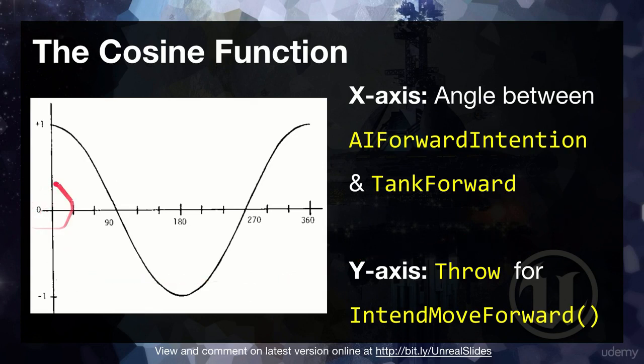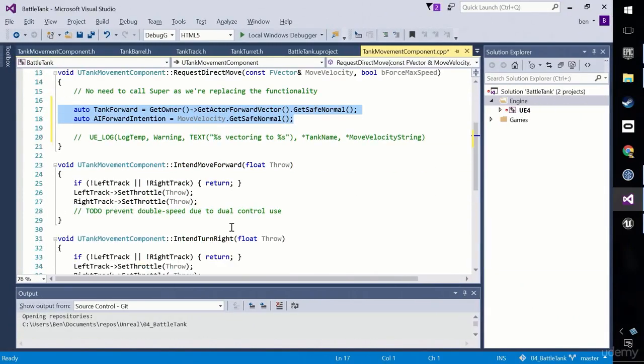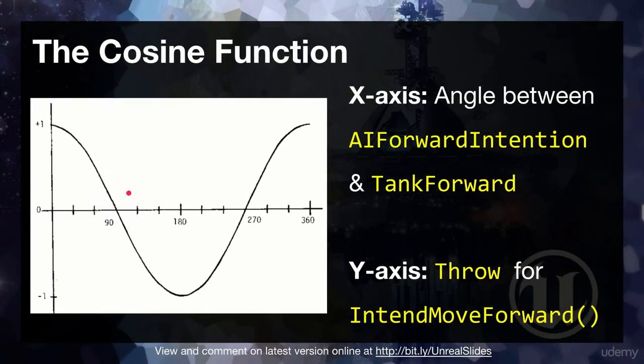If the angle between the forward intention and the tank forward vector is 0, that means the tank is already facing directly in the direction the AI wants it to be going. Therefore, what do we do? We go forward at full speed, this one throw up here. As that angle closes down towards 90 degrees, that means the AI is saying, let's call it intend turn right, I think. Yeah. So let's call 90 degrees a 90-degree right turn. If the AI is intending a 90-degree right turn, how fast forward should you be moving at that point? Well, you shouldn't be moving forward because the thing is to your right precisely.